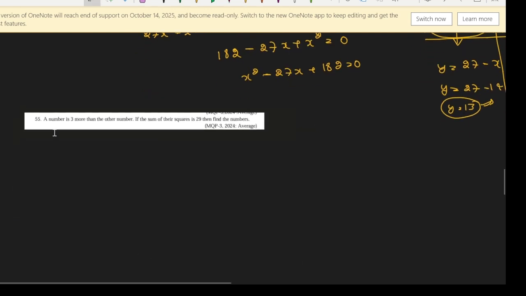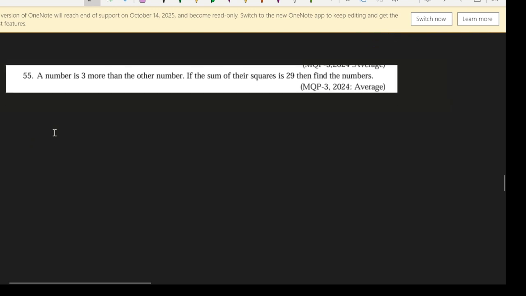So the next question is: a number is 3 more than the other number. If the sum of their squares is 29, find the numbers.